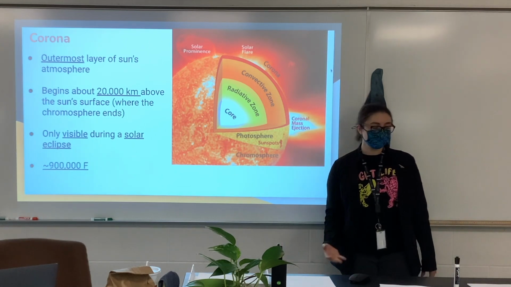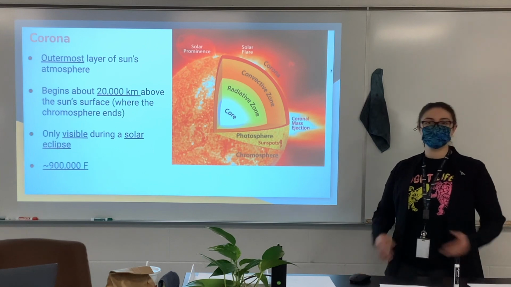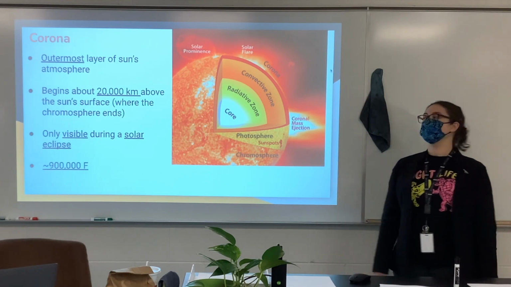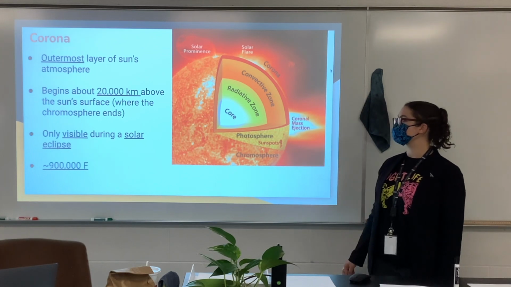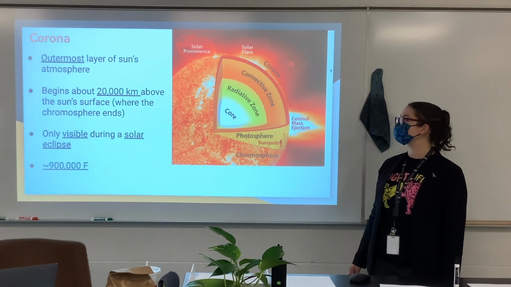But the corona is the outermost layer of the sun. A lot of times people call it the sun's atmosphere. And it begins about 20,000 kilometers above the sun's surface where the chromosphere ends.